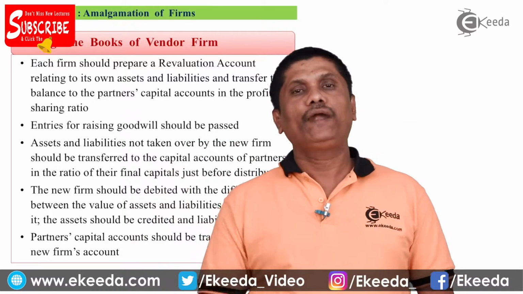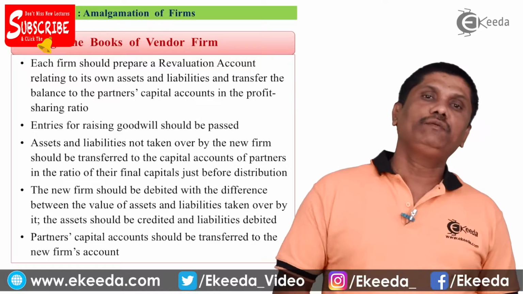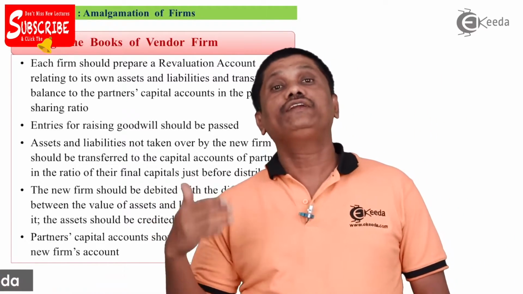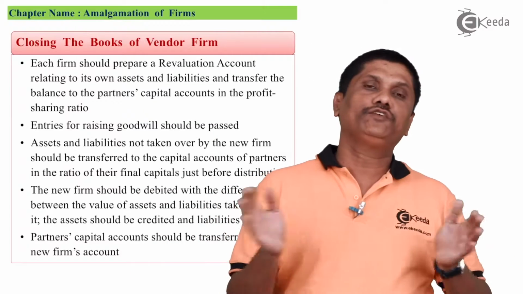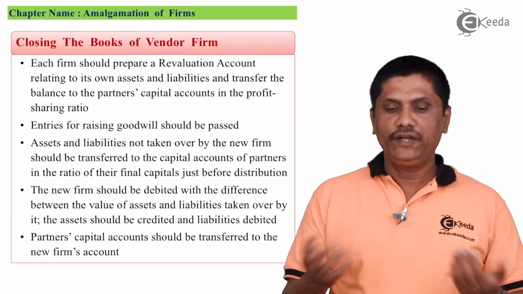capital account. So your partners' capital account is also closed and it is also transferred to new firm. Your entry will be partners' capital account debit to new firm account. So your new firm account will get closed on its own when you transfer your partners' capital. It is how you will close the books of vendor firm.